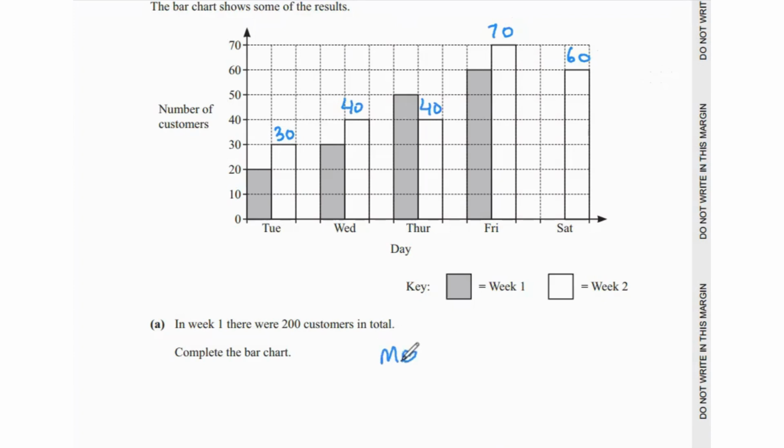So mean is going to be 30 plus 40 plus 40 plus 70 plus 60 divided by 5. That is going to give us 48 as the mean value for week 2.